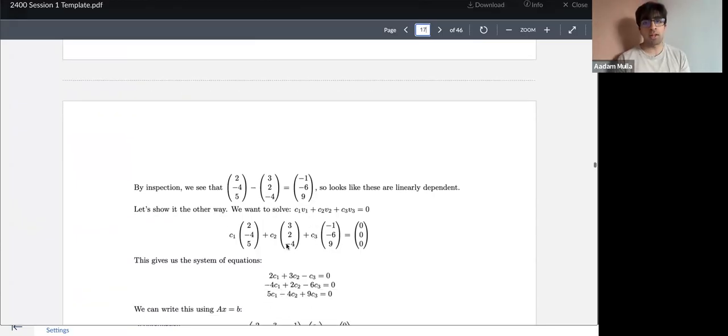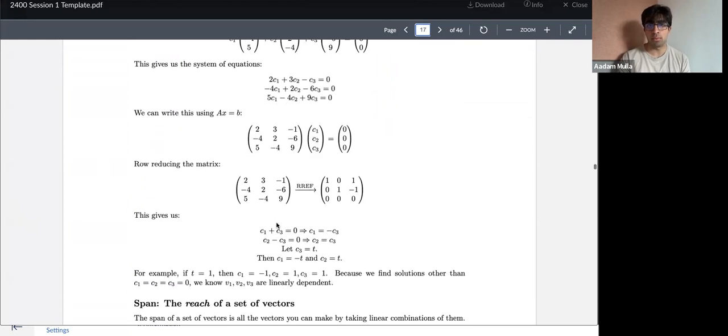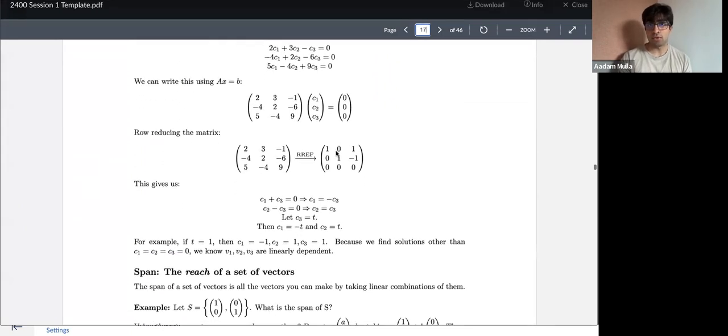We hopefully at this point know how to solve this. We row reduce, and we can see that the reduced row echelon form turns into this. So one more time reviewing: if c1, c2, c3 equals 0, 0, 0, then at the bottom we already have a free variable. So that's infinitely many solutions, which means c1, c2, c3 have many solutions. It's not just 0 that's the only solution. Because we find solutions other than c1, c2, c3 equals 0, we know the vectors are linearly dependent, which is what we showed before. Cool? Okay, makes sense. Next, we talk about the span.